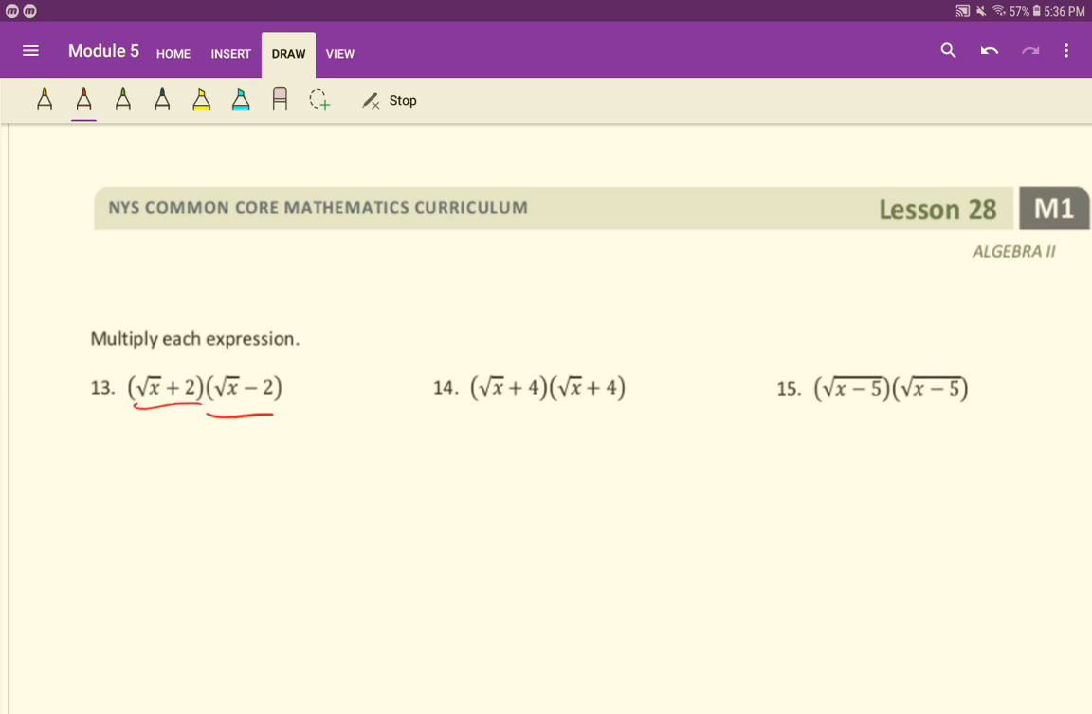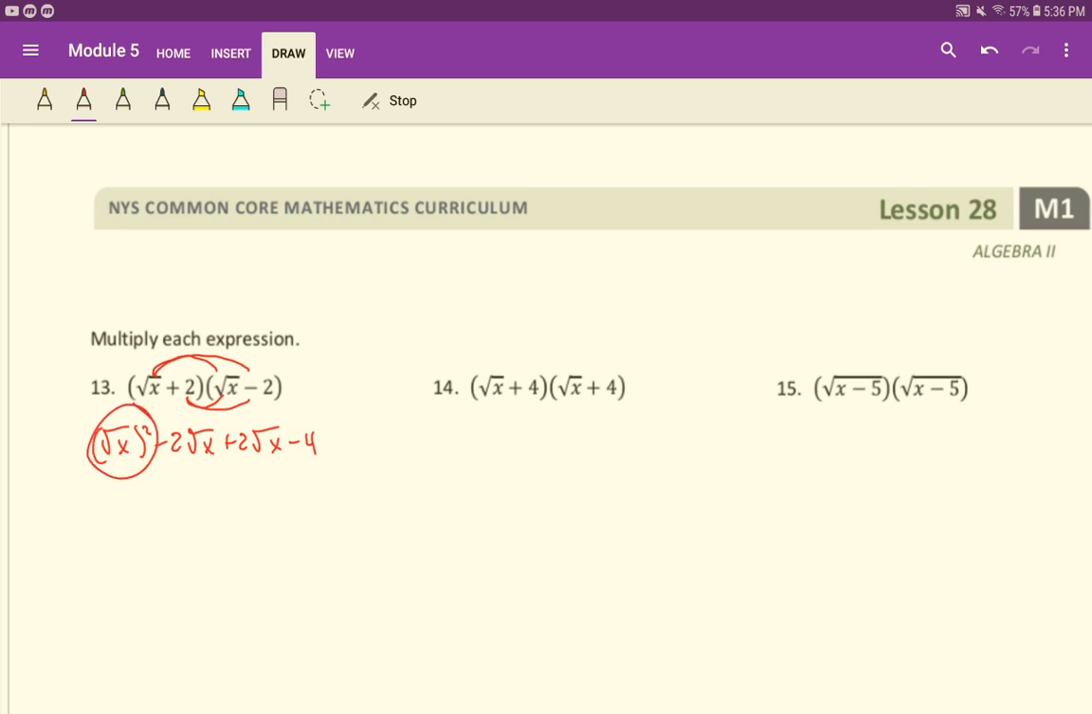Looking at this, you can see that it looks awfully like two binomials being multiplied together, and in fact that's exactly how we can multiply this. So it'll be root x times root x. It'll be root x times minus 2. So root x times root x is just root x squared. And then the root x times minus 2 is minus 2 root x. And then the plus 2 times root x and the plus 2 times minus 2. So plus 2 root x, and then 2 times minus 2 is negative 4.